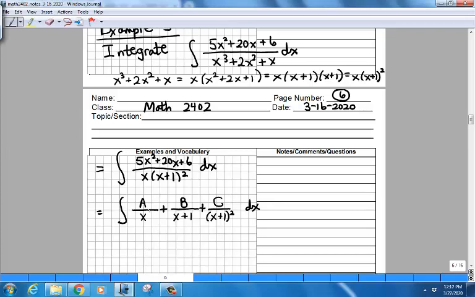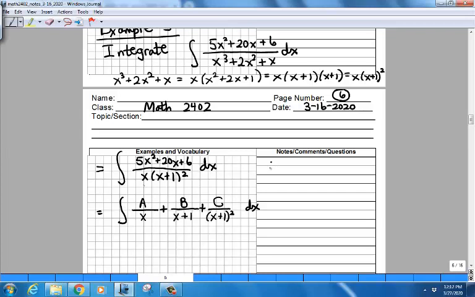So what we're hoping is, when we add A over x plus B over x plus 1 plus C over x plus 1 squared, they will all add up to this original fraction that I was trying to integrate. So we have to figure out what are the A, B, and C so that these three fractions will add up to 5x squared plus 20x plus 6 over x times x plus 1 squared. So let's think about adding these three fractions together. I'm going to do that off to the side.